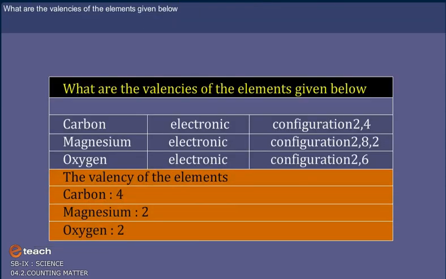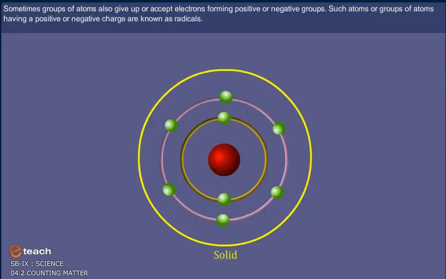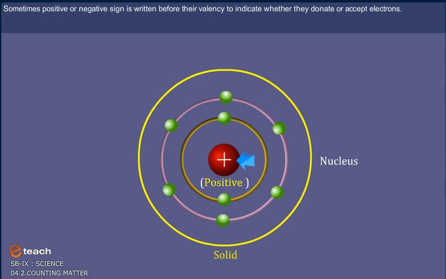What are the valencies of the elements given below? Valency of the elements: carbon 4, magnesium 2, oxygen 2. Sometimes groups of atoms also give up or accept electrons, forming positive or negative groups. Such atoms or groups of atoms having a positive or negative charge are known as radicals. Sometimes a positive or negative sign is written before their valency to indicate whether they donate or accept electrons.